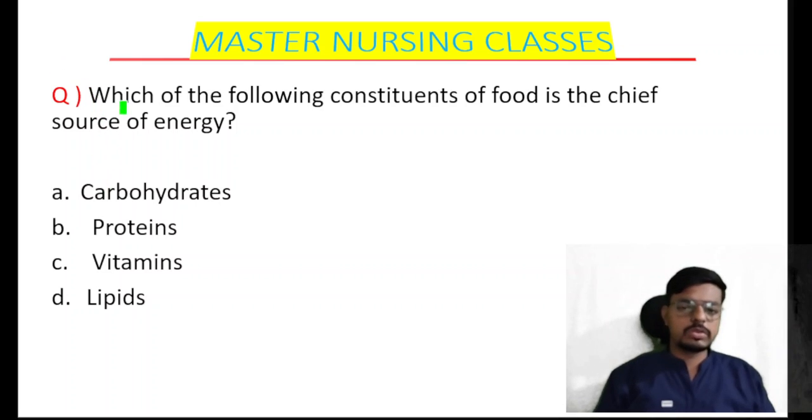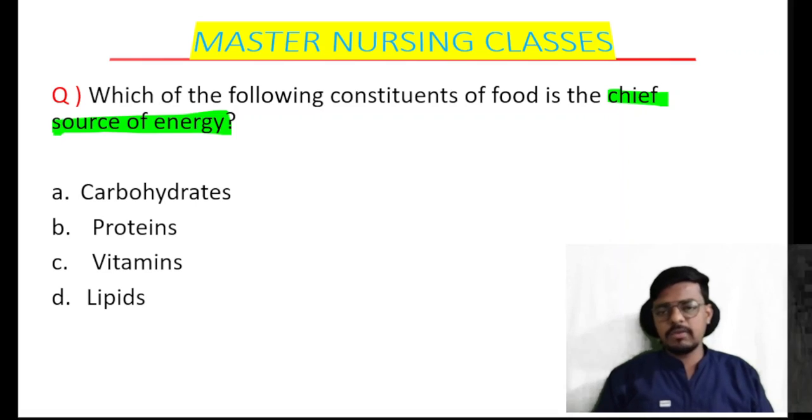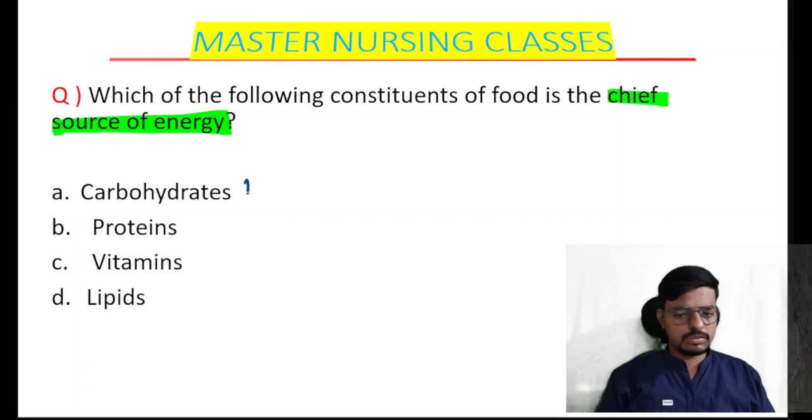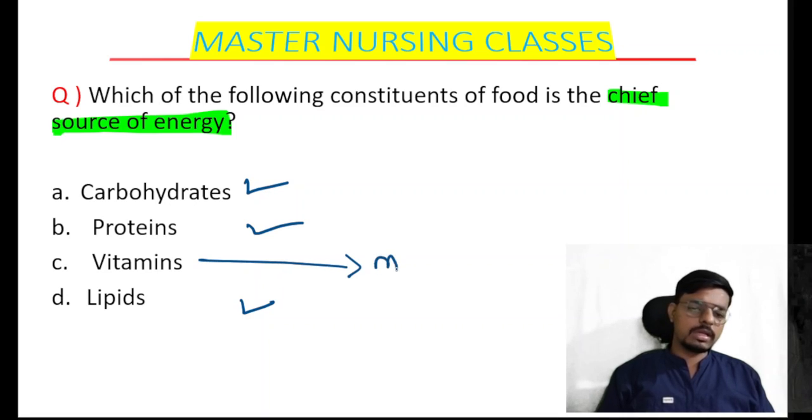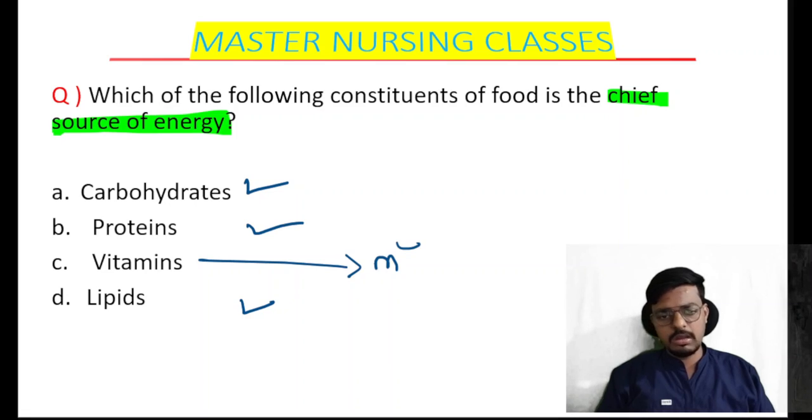Simple question, students. Which of the following constituents of food is a cheap source of energy? From the given options, which one is the cheap source of energy? Can anyone answer this question? Awesome. Yes, carbohydrates are the cheap source of energy. Students, while studying nutrients, we study macronutrients and micronutrients separately. In macronutrients we study carbohydrates, lipids, and proteins. In micronutrients we study vitamins, minerals, and so on. Minerals and vitamins come under micronutrients; carbohydrates, proteins, and lipids come under macronutrients.